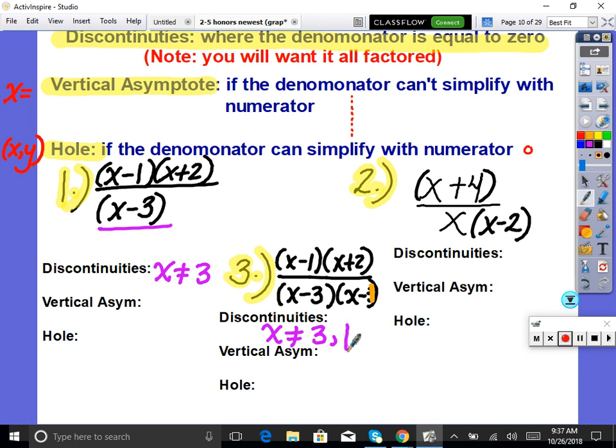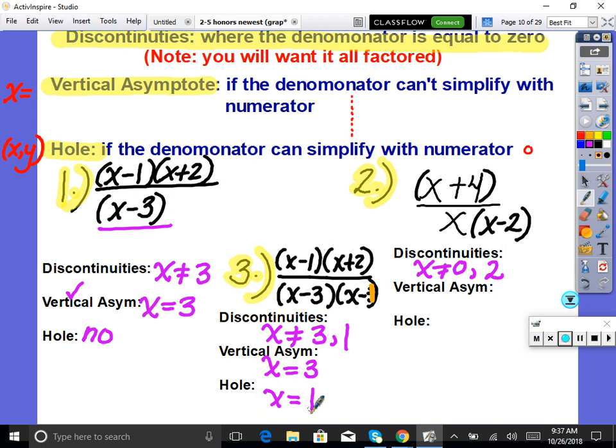Okay, good. What's my discontinuity here? x cannot equal 0 or 2. Now we're going to tell if it's a vertical asymptote or hole. Is this discontinuity a hole or vertical asymptote? Vertical asymptote. Yep, since it didn't divide out. So you'd say x equals 3 is a vertical asymptote. There are no holes. Moving on. With this one, x equals 3 is a vertical asymptote. Do you agree? Yeah. It didn't divide out. What's the hole? x equals 1.